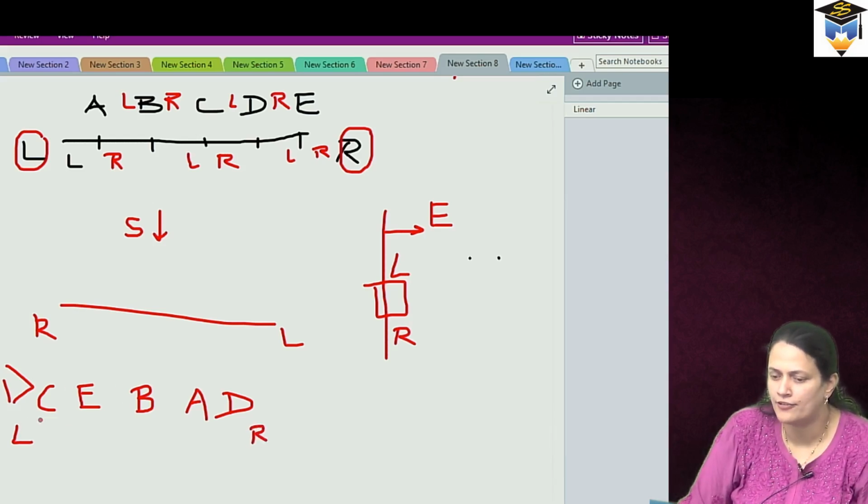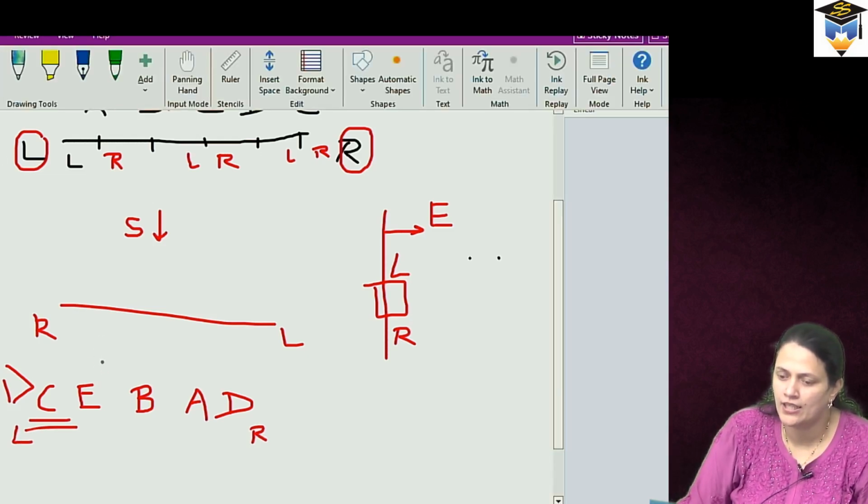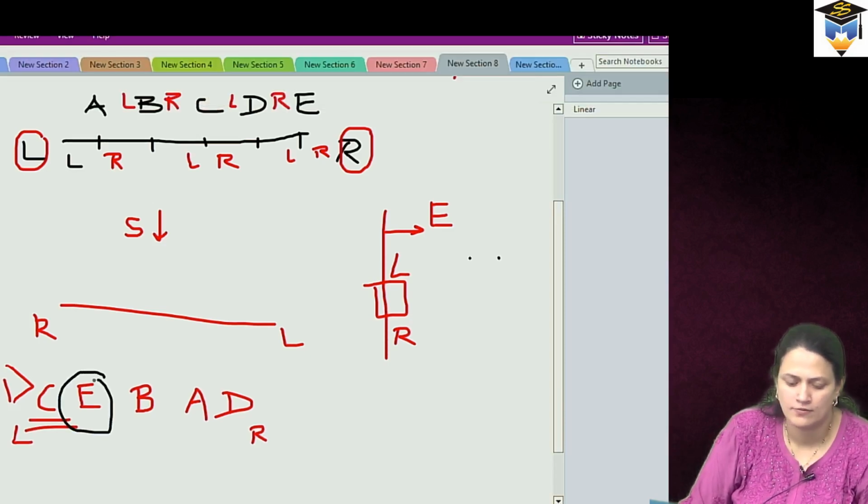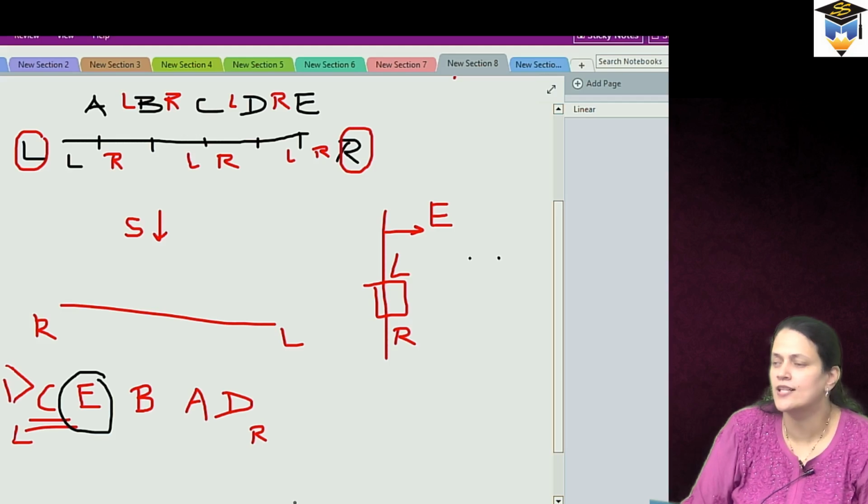So this is my left. So the left end is this. So who is the person sitting second? The answer is going to be E, that is option C, the correct option. So you have to draw it like this.